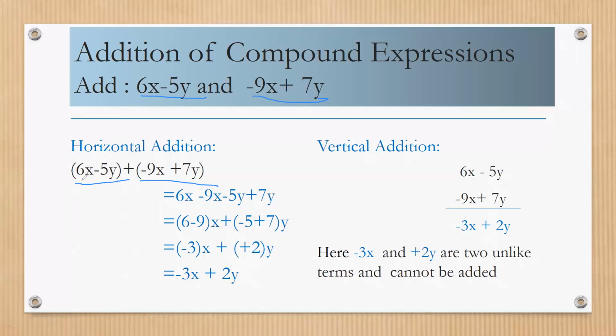Now students, what we can do here, we have to remove the bracket. Plus minus, we get minus, plus plus plus, right? Now we are going to arrange the variables. We can only add the same variable, so I have written 6x and minus 9x together, minus 5y and plus 7y together. Why? Because we can add only same variables, right?